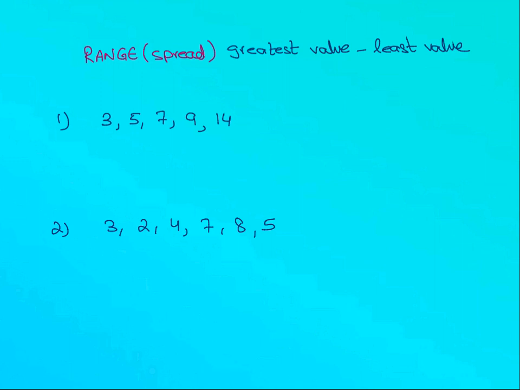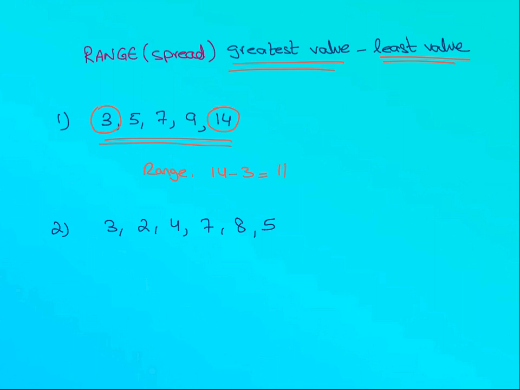All you have to do is find the greatest value and the least value, and the difference is basically the range. So all you have to do is identify the greatest and least values, take the difference, that is the range. So if I look at this first set, the smallest value I see is 3 and the greatest value I see is 14. So the range of this set is just 14 minus 3, which is 11.